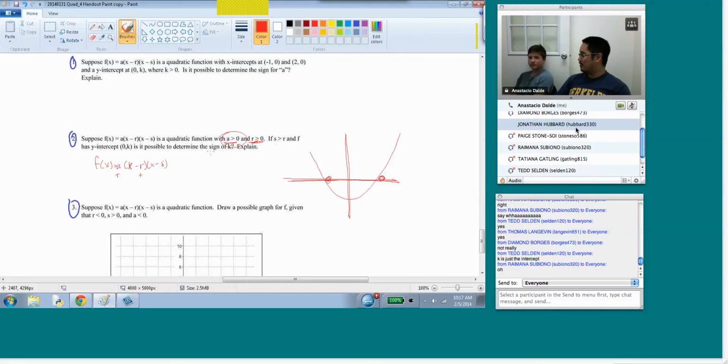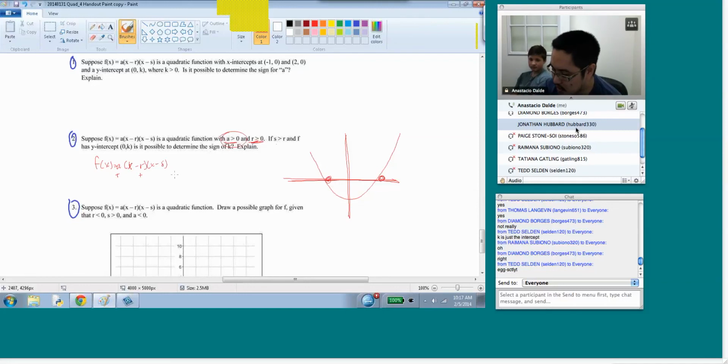Right? We cool? So if A is positive, it applies the same rules. We know it's going to open up. If A is negative, it's opening down. If A is bigger than 1, then it gets smaller. If A is smaller than 1, but still positive, it gets fatter. We know those rules. They just told us A is positive, so I know this thing's opening up. They also told me that R is positive. So what is R going to be?